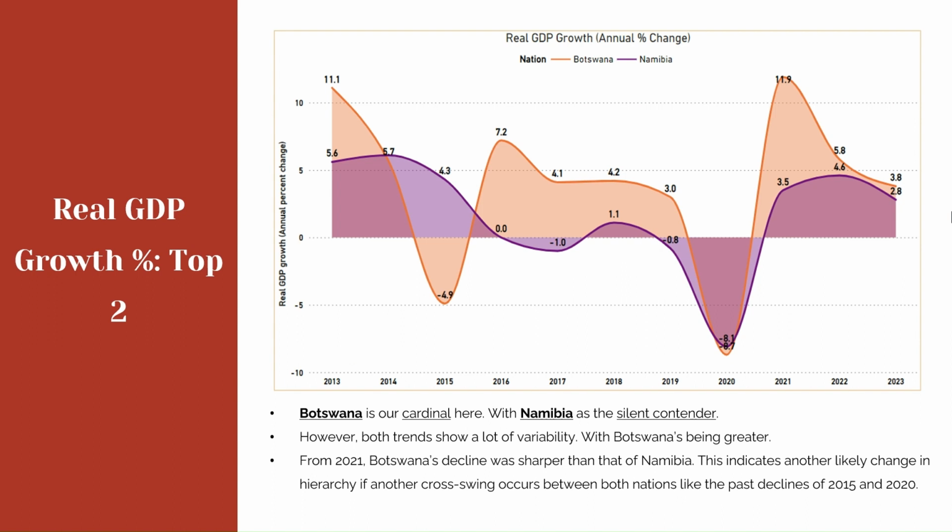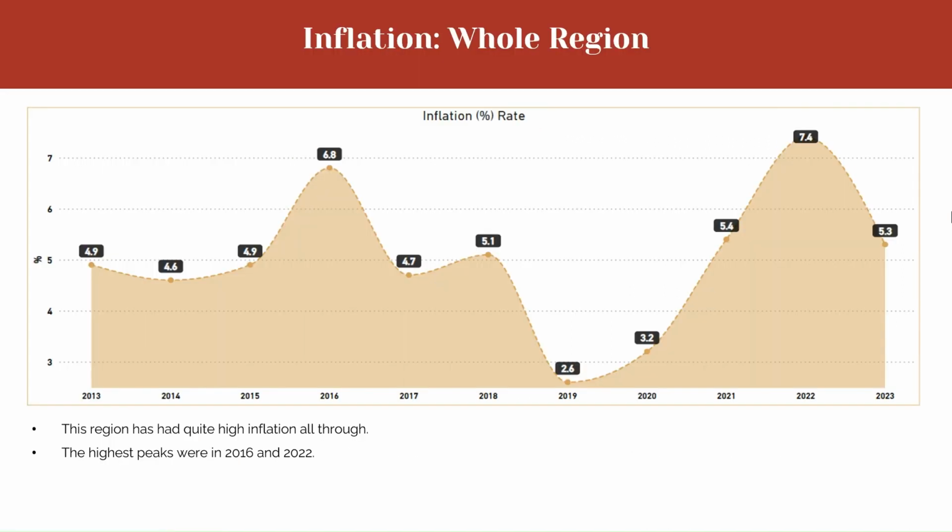So from 2021, you can see that Botswana now, because of such big swings up and down, swung really low from 2021 to terminate at 3.8% in 2023. Compared to Namibia, who went up in 2022, and even though it slowed down, it wasn't as dramatic as that of Botswana. And so, based on this, we can probably say that Namibia will usurp Botswana in the coming year or two, just because of how the swings of Botswana are taking place from observing history.